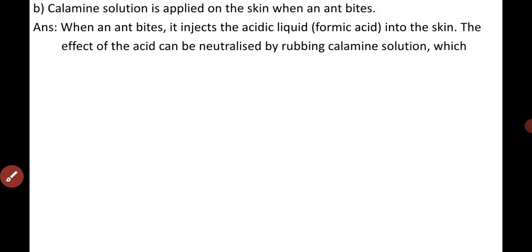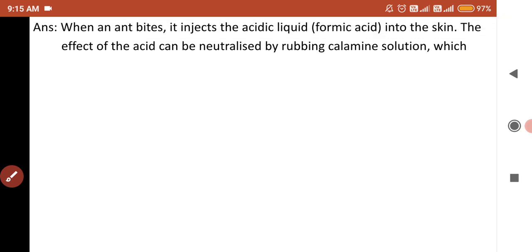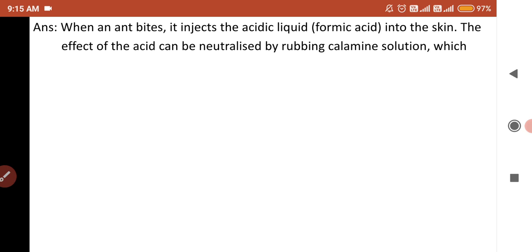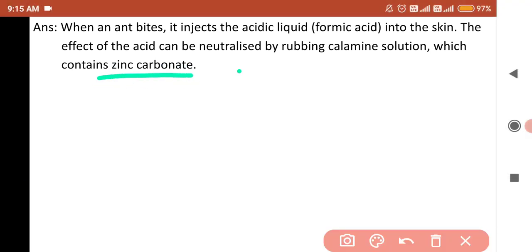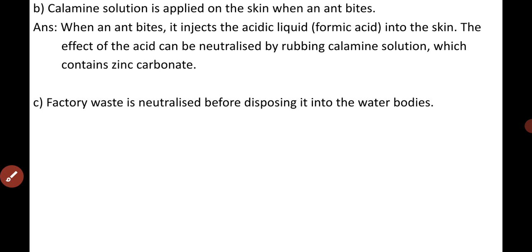So to neutralize the effect of this formic acid, we generally rub the skin with calamine solution, and calamine solution contains a basic substance, a chemical base, which contains zinc carbonate. Which contains what? Zinc carbonate. Clear? So this is the answer of question number 8B.